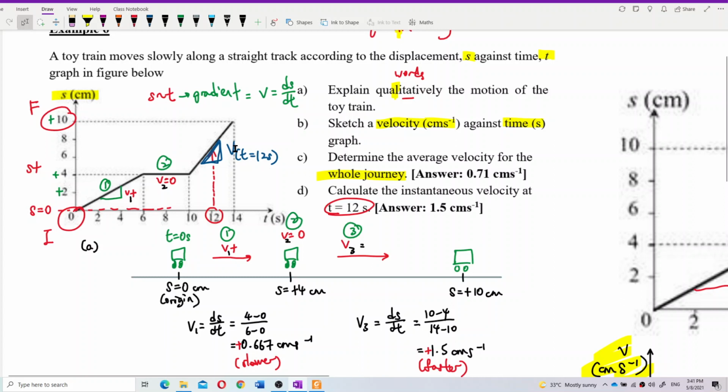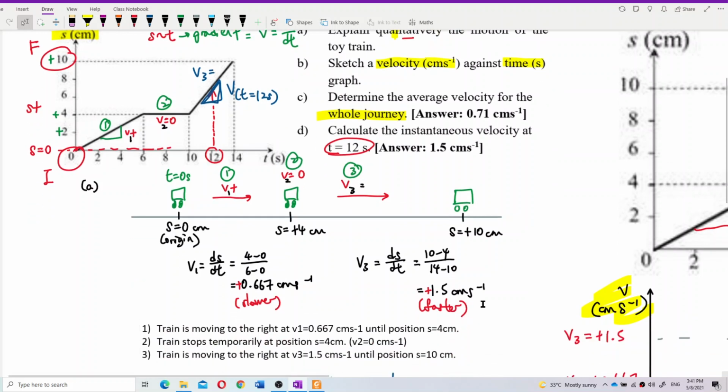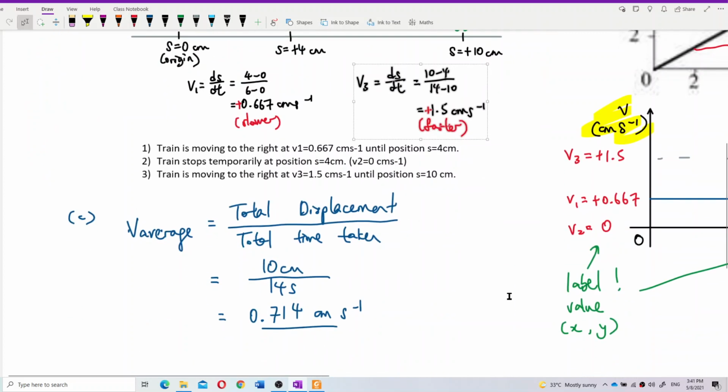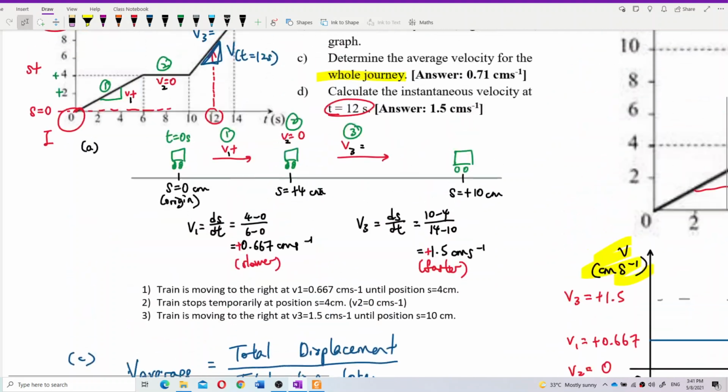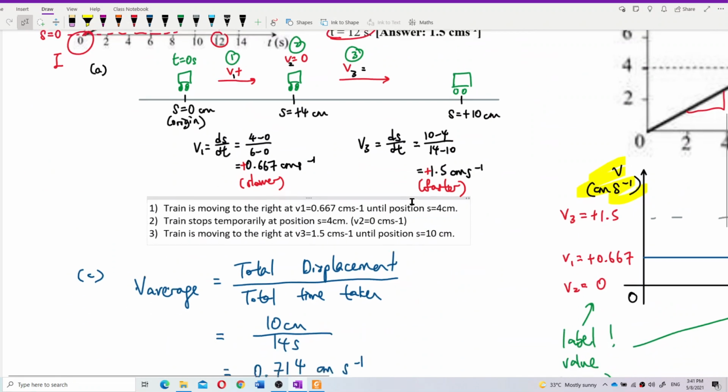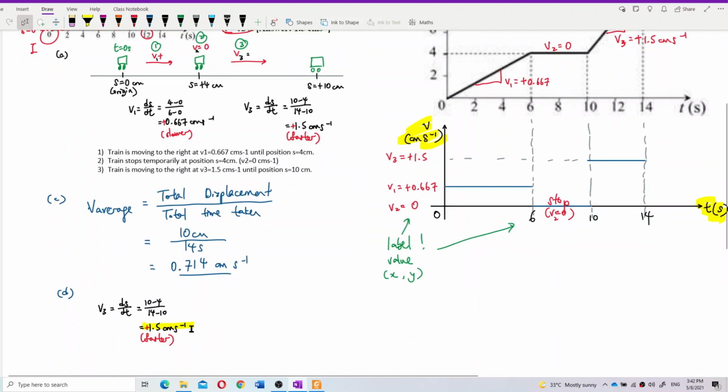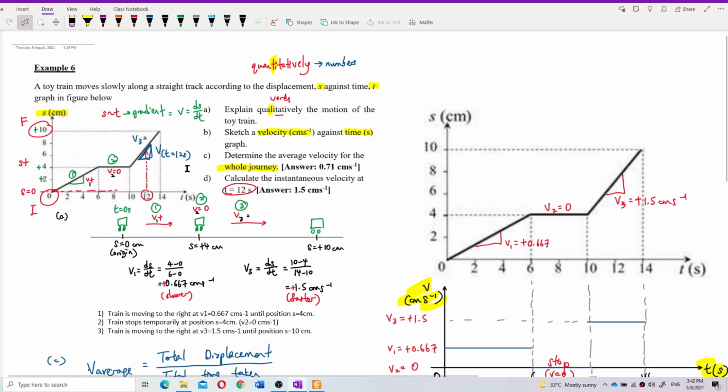This is actually what we calculated just now, V3, isn't it? And what is V3? 1.5 centimeter per second. So we already got the answer. Just copy this part, and that's the answer for question D. So the answer is 1.5 centimeter per second, the gradient for this part. Is it correct? Yes, it is correct. That's the velocity at that part.